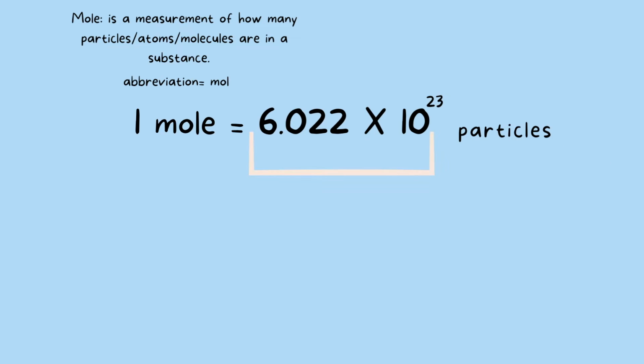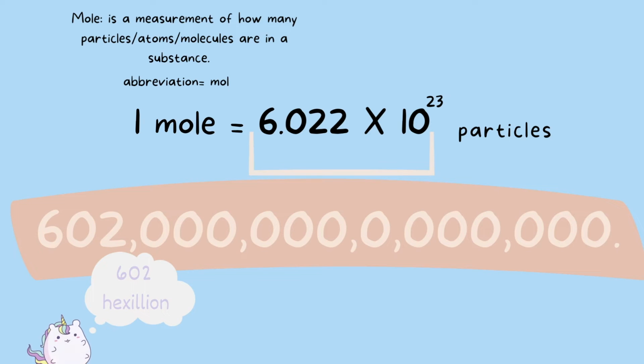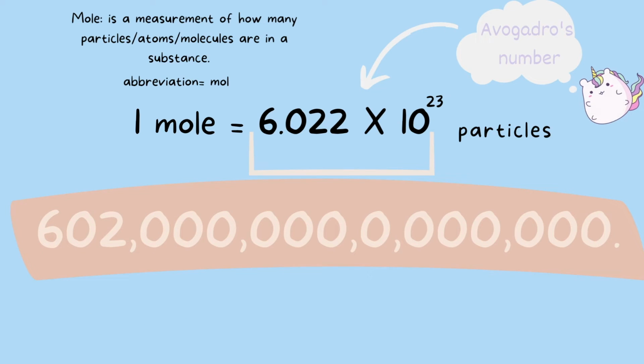If we expand it out, the number would be gigantic. It actually would equal 602 hexillion. But because working with such a large number with so many zeros would be impossible, we condense it and say 6.022 times 10 to the 23rd, and it makes it much more manageable to work with. By the way, this number is referred to as Avogadro's number.